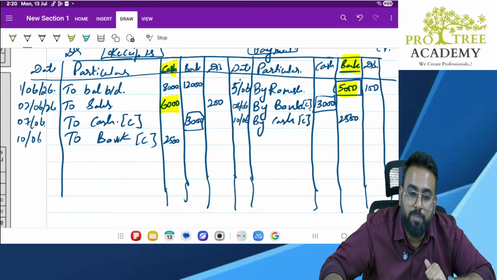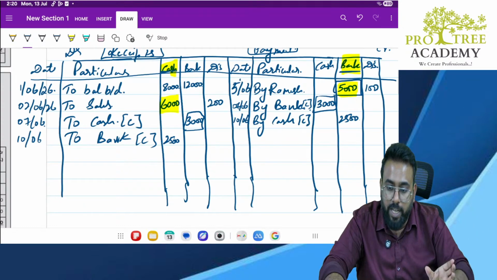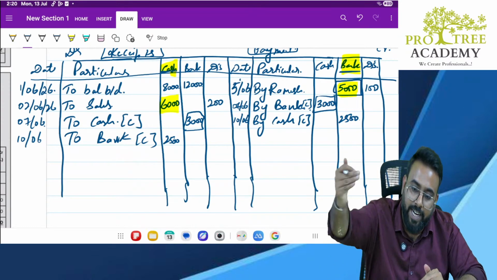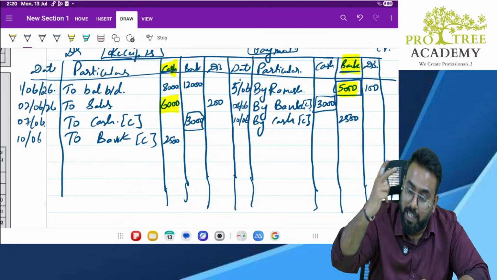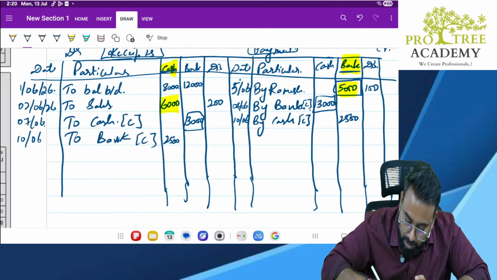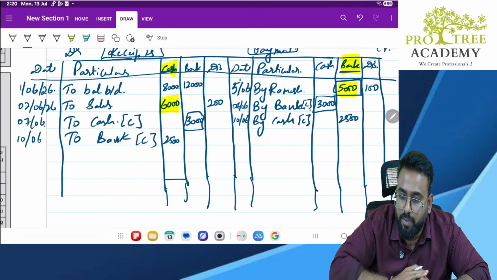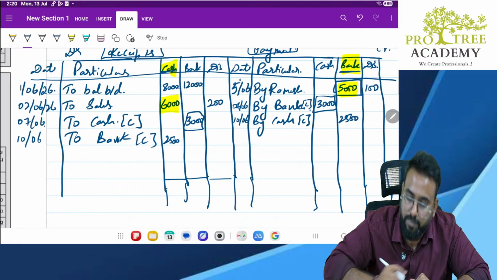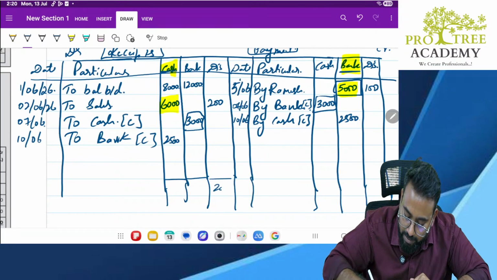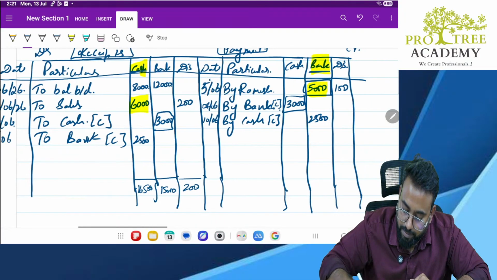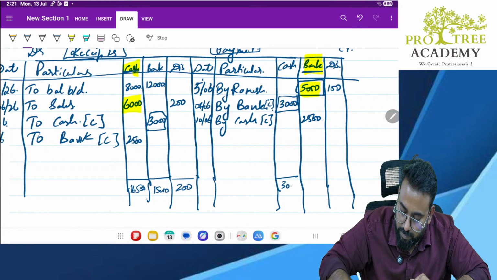That means debit balance means what, sir? The debit side total should be higher than the credit side total. Correct? Let's check whether it is true or not. Now, what is the debit side total? Here it is 200. Here 15,000. 16,000. Here 7,000.